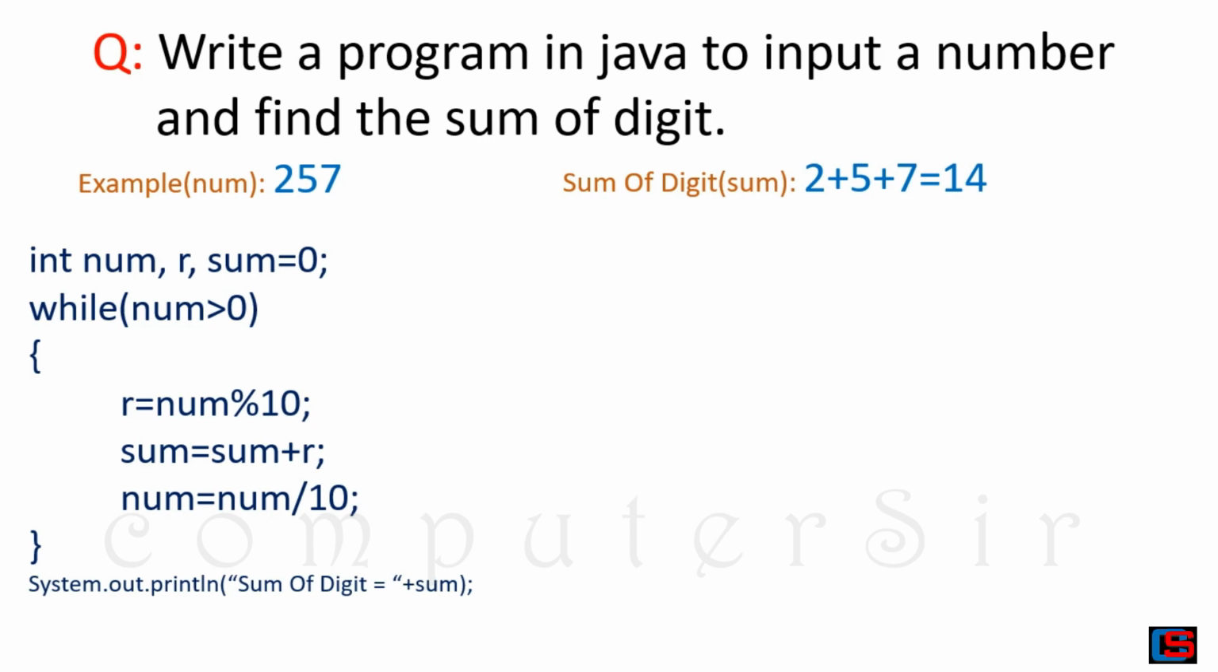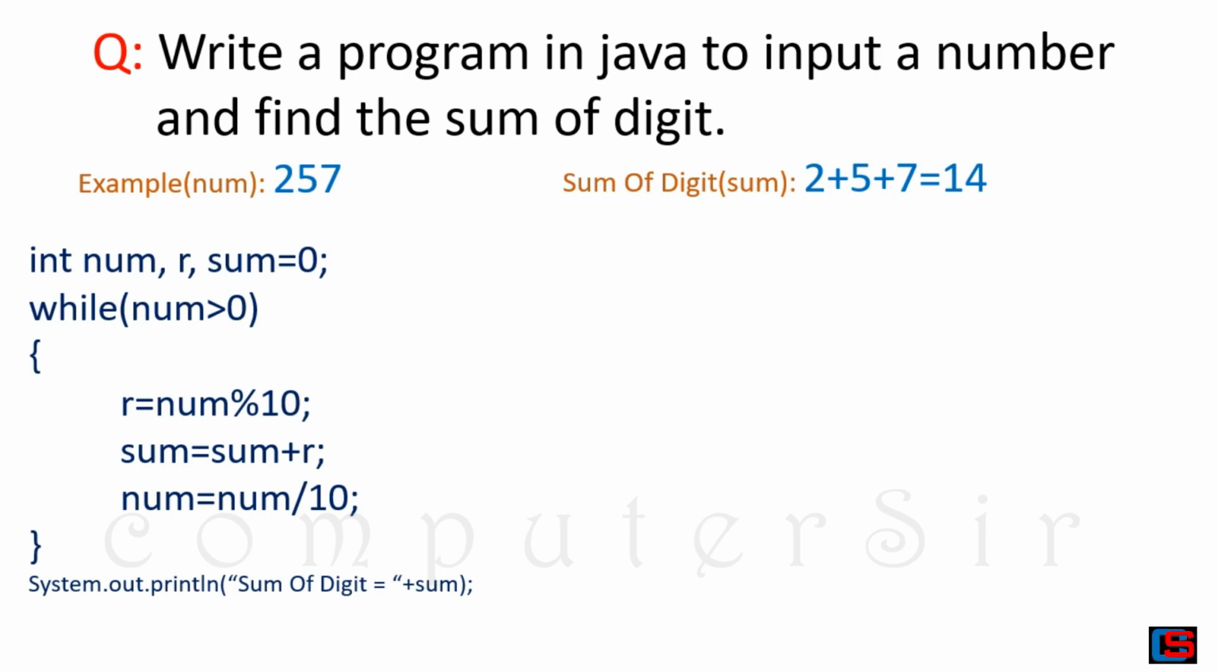You can see I have already declared three variables. One is num, where the number entered by the user is stored, another variable is r, and another variable is sum, which is initialized to 0, where sum basically stores the sum of the digits. Okay, so in Java programming, whenever we are going to sum up any kind of value, the variable should always be initialized to 0.